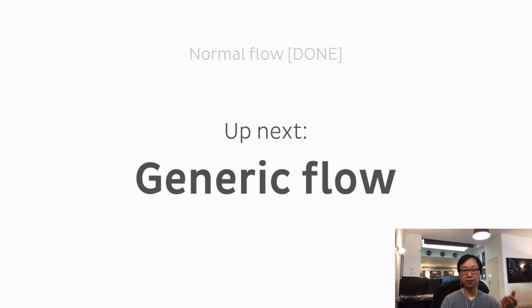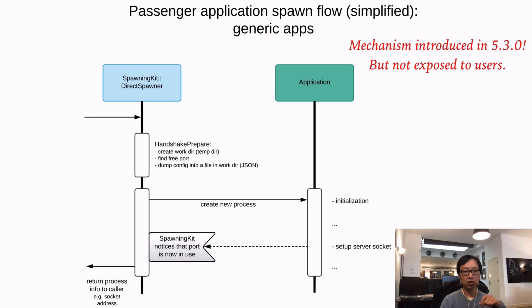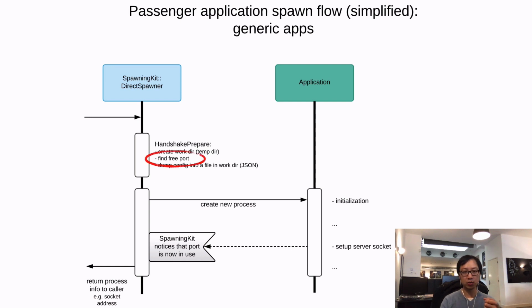What about the generic flow? Again, the generic flow was introduced in 5.3.0, but it is not exposed to users. So it's just an internal mechanism in SpawningKit sitting there and being unutilized. And it works like this. The flow is similar to the auto-supported flow, but with a twist.